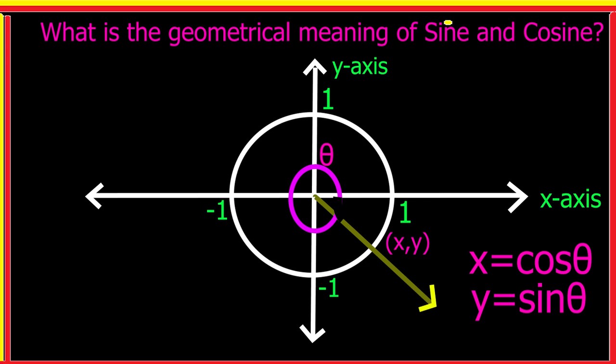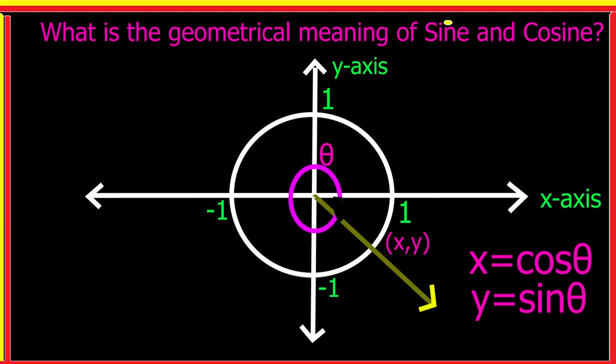Now you have to focus. In our angle measurement, the initial side is the positive x-axis and the terminal side is the ray that intersects the unit circle at the point x, y. So the terminal side of the angle is whether it's in the first quadrant, second quadrant, third quadrant, or fourth quadrant. For the angle theta, its cosine and sine values are x and y respectively. That's the geometrical definition of sine and cosine.